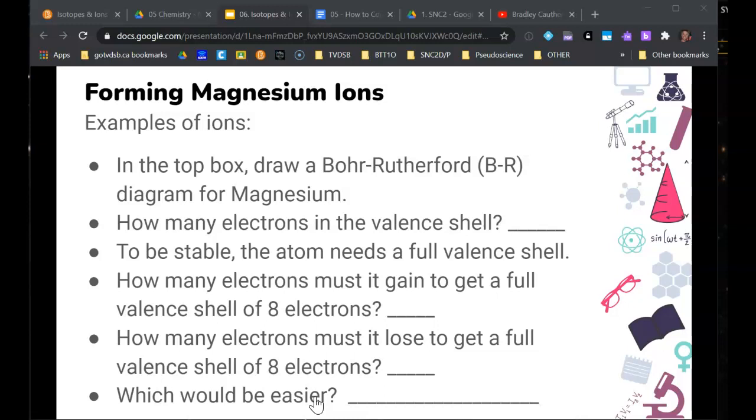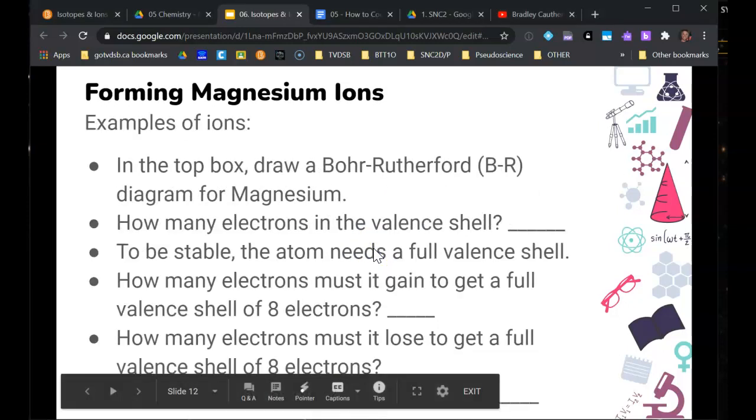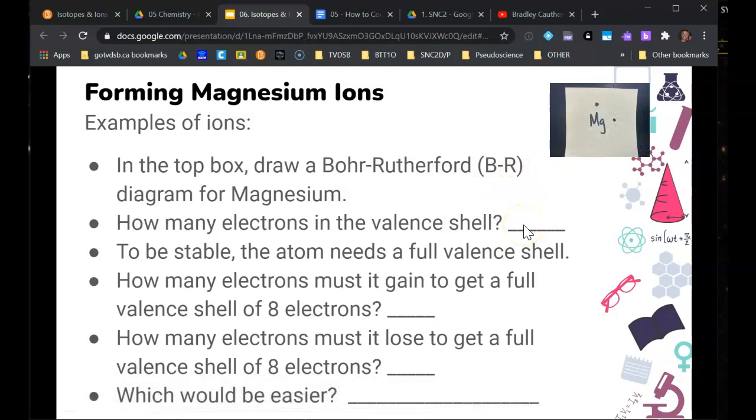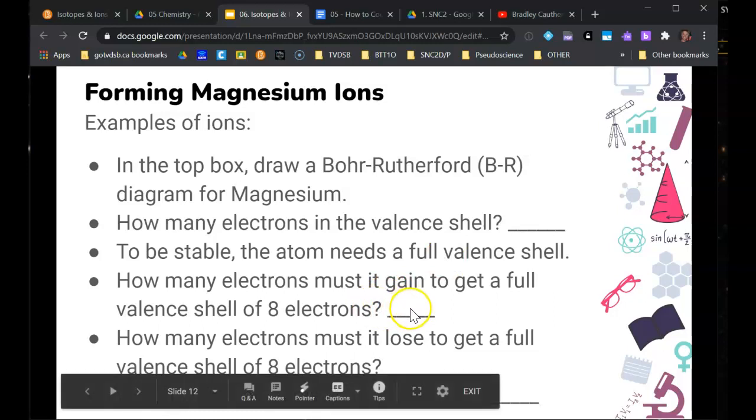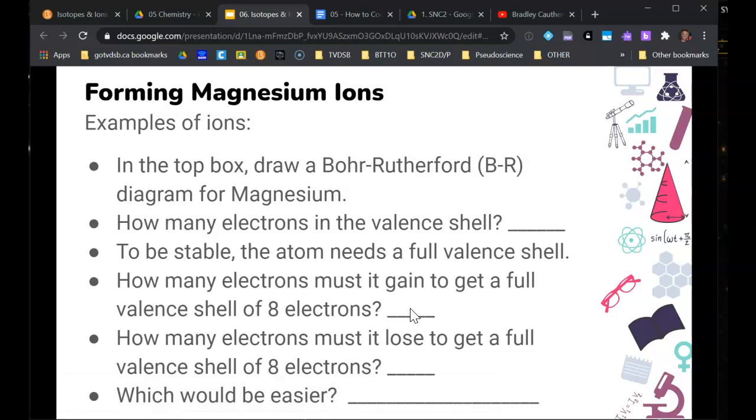So that means that we have 2 electrons in the valence shell. To be stable, that atom needs a full valence shell. How many electrons does it have to gain to get a full one? Well, here's the trick. It basically comes down to whatever is the lowest number to make it easy. Magnesium has 2 electrons in the outer shell. In order to gain electrons to get to a full outer shell, it would have to gain 6 electrons, right? Because it has 2 already, it needs 6 more to get up to 8.